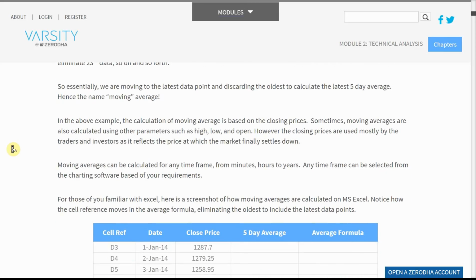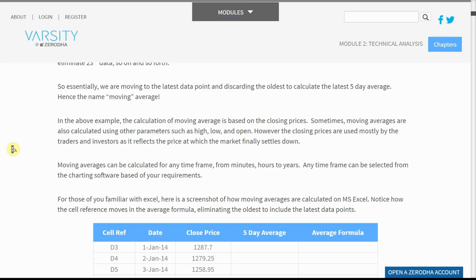In the above example, the calculation of moving average is based on the closing prices. Sometimes, moving averages are also calculated using other parameters such as high, low, and open. However, the closing prices are used mostly by traders and investors as they reflect the price at which the market finally settles down. Moving averages can be calculated for any time frame, from minutes and hours to years. Any time frame can be selected from the charting software based on your requirements.